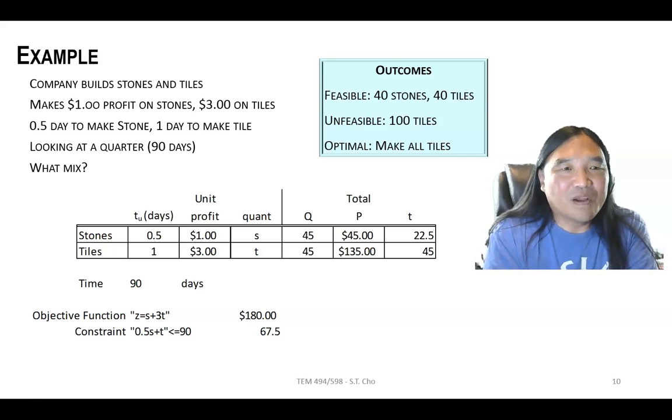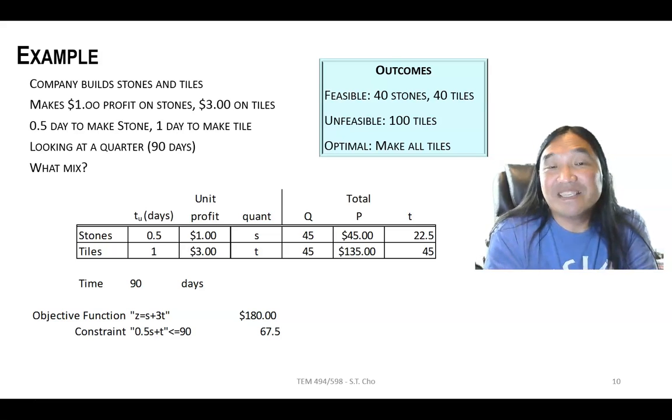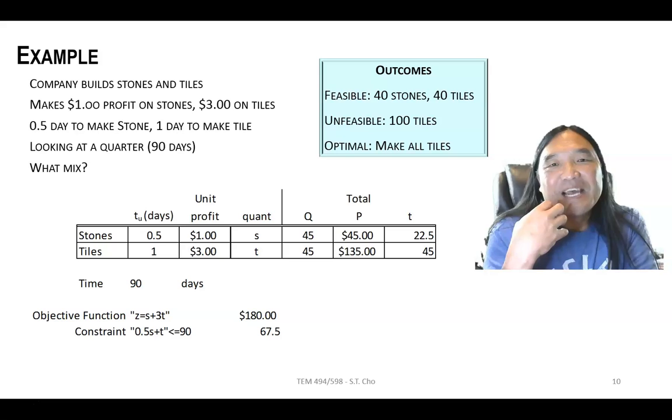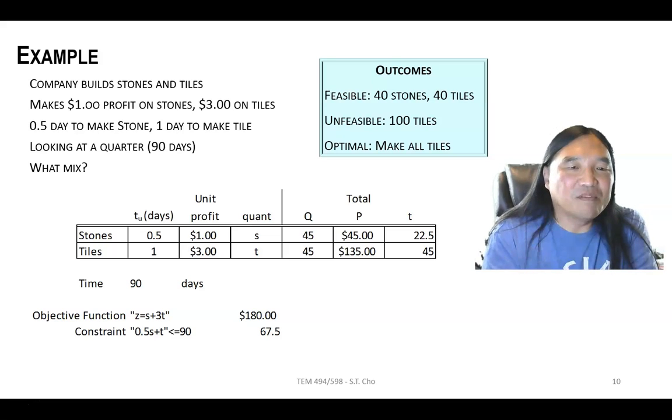So let's look at this problem. Supposing a company's building different stones or tiles. They make less money on stones versus tiles, but it takes a lot less time to make stones. So what's the optimal mix of this? I'm building stuff for 90 days. What I find out is that it's unfeasible for me to make 100 tiles. So what's the optimal mix?